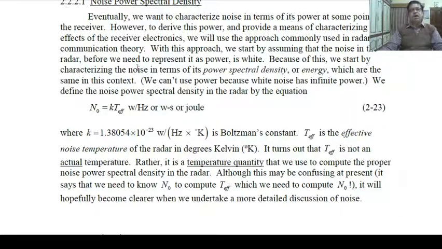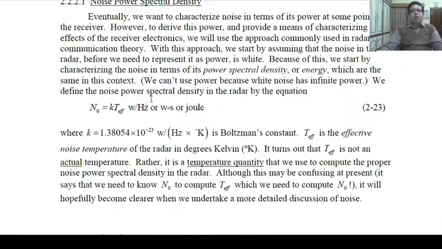Because of this, we start by characterizing the noise in terms of power spectral density, or energy, which are the same in this context. We cannot use power because white noise has infinite power. A very important point to be noted. Hence, we convert, that means we use noise in terms of power spectral density.